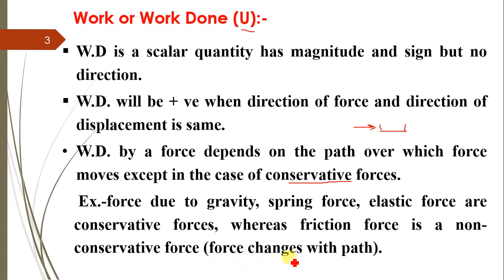It means that the force changes with the path. If the motion is in the forward direction, the friction force will be in the opposite direction, and the value of the friction force depends on the coefficient or the type of surface or path. Therefore that type of force is called a non-conservative force, and hence the work done depends on the path over which the force moves. In case of gravity, spring force, or elastic force, the work done does not depend on the path. It depends on the path only in case of non-conservative forces.